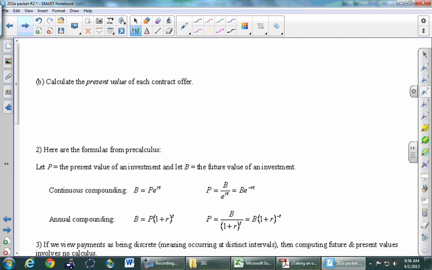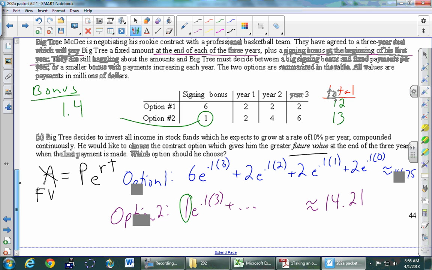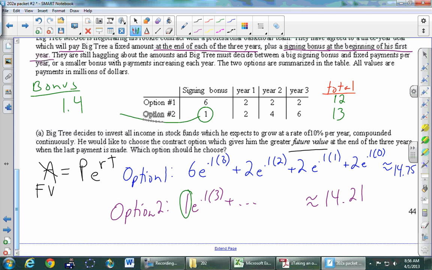Okay, on the next page, it talks about calculating the present value of each contract offer. Present value. So here's what we're trying to do. Another way to think about the total value of these two things. So we have two numbers, 1475 and 1421. That's what they're worth 3 years from now when all is said and done, including the interest that you'd get on your investments. But another way to compare these things would be to think about how much money could you be given today, so that 3 years from now you'll have exactly the same value as what option 1 was, or exactly the same value as option 2.